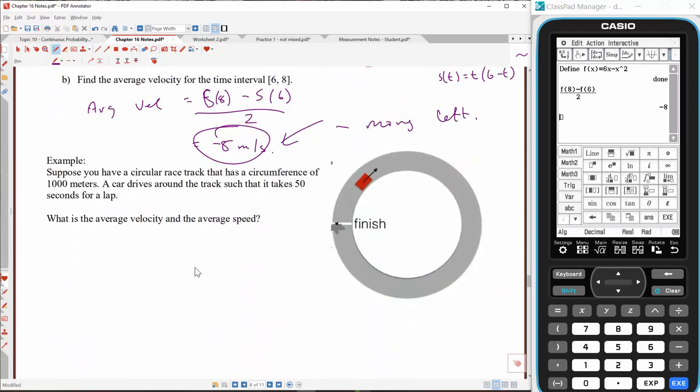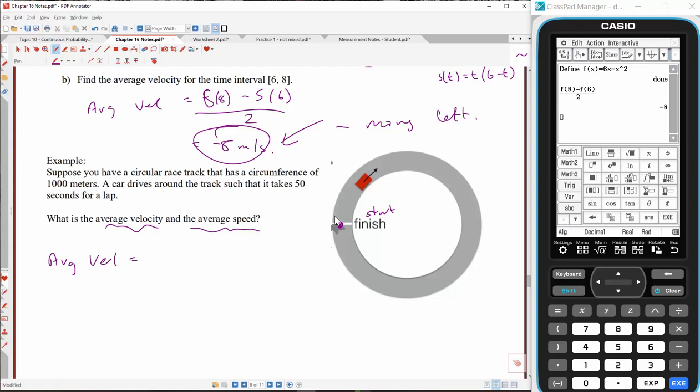All right, so here is another case where we're talking about velocity and speed. Okay, so suppose you have a circular racetrack that has a circumference of 1,000 meters. The car drives around the track such that it takes 50 seconds for a lap. What we'll do is we'll work out the average velocity. So the car starts here, I presume, at the start-finish line. So let's pretend that's what it is, start-finish line, and takes off and goes around the track. All right, so what is the average velocity?